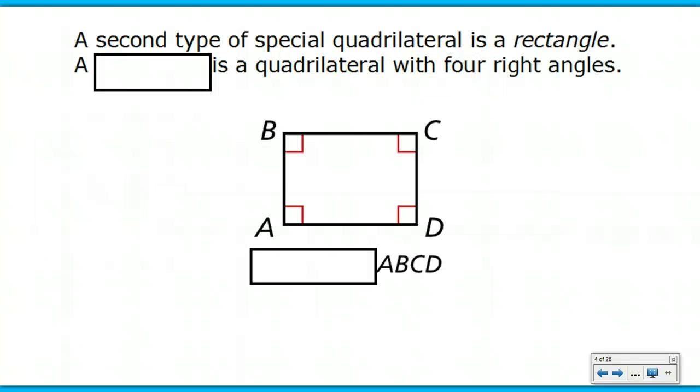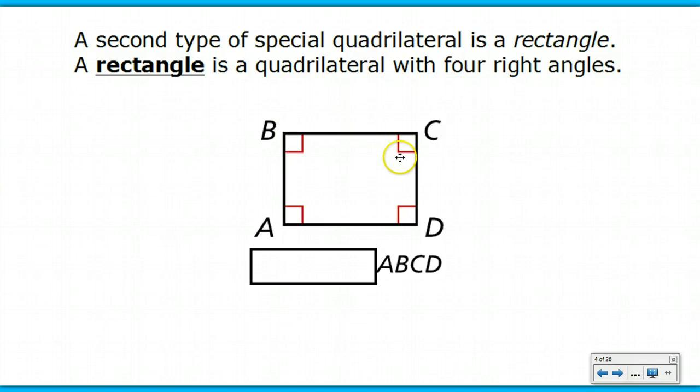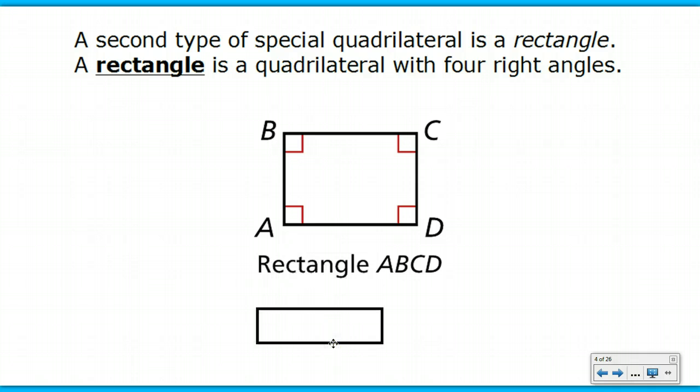Today a type of special quadrilateral that we will talk about is a rectangle. A rectangle is a quadrilateral with 4 right angles, right? So this is known as rectangle ABCD.